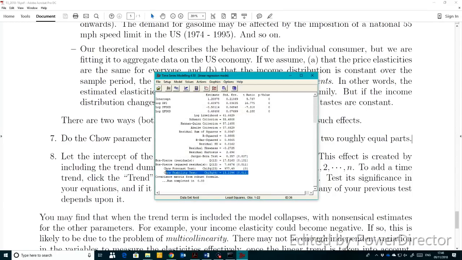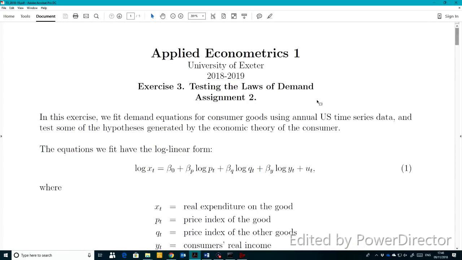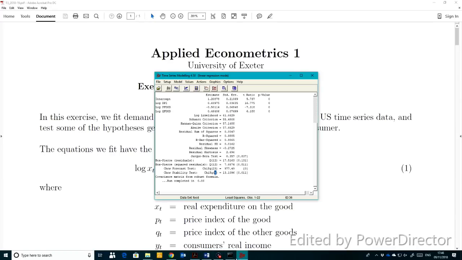As you can see here, the Chow stability test turned out to be 0.011, which means that we reject the null hypothesis. And this is for how many variables? 4 variables, which you can see over here, right? So 1, 2, 3, 4. It is less than 0.05, and therefore we reject the null hypothesis, which means that the parameters are not really stable. So the beta hat is different from one data point to the other data points.